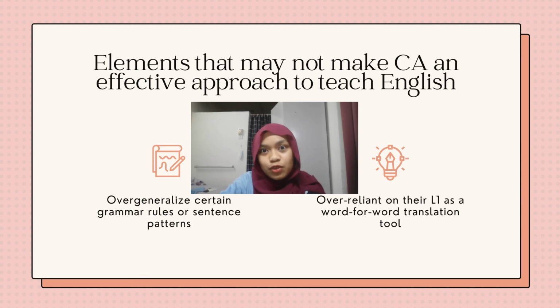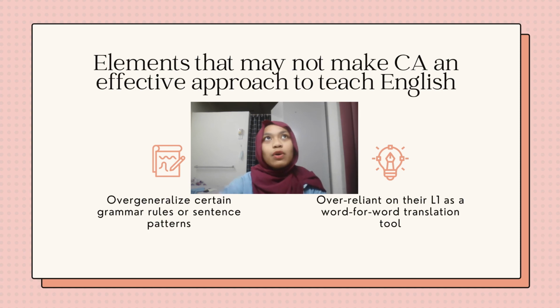Moving on to the last research question: what are the elements that may not make CA an effective approach to teach English? This paper introduced 2 elements of why they think that CA is not an effective approach. The first one is overgeneralizing certain grammar rules or sentence patterns, and the second one is over-reliance on their L1 as a word-for-word translation tool. Okay, let's go through one by one.